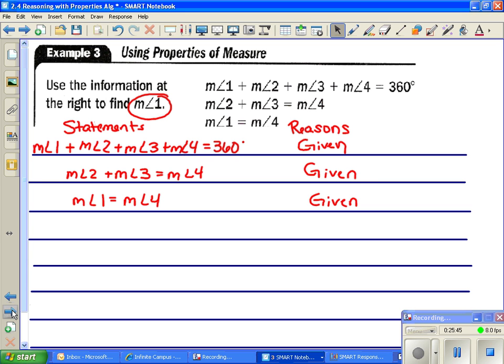2 plus 3 has to equal 4, so figure out what 4 is. Figure out what 3 is. Okay, so I can't figure out what 4 is yet, but you made a good point. The measure of angle 2 plus the measure of angle 3 is the measure of angle 4. So what else can you do with that information?